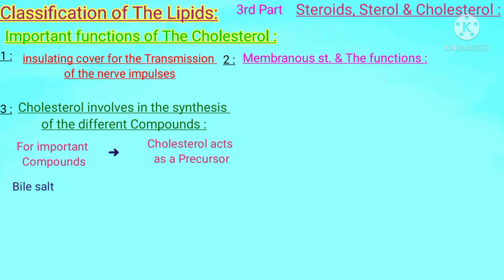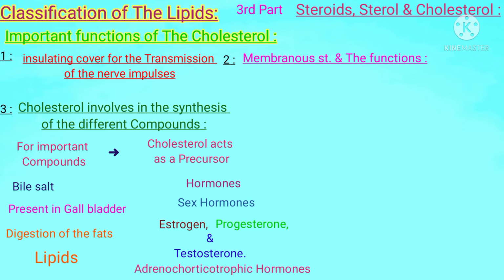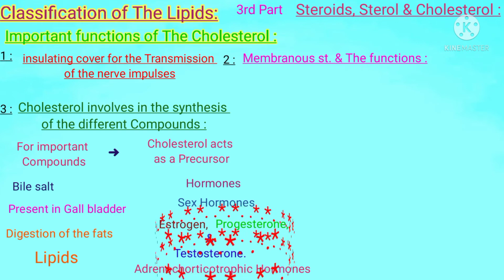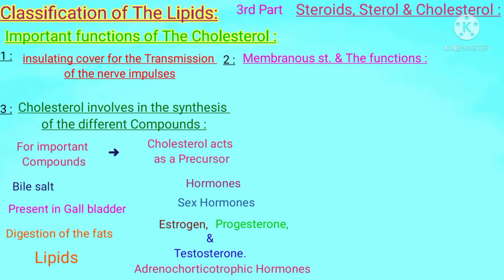The first one is bile salt, which is present in the gallbladder and helps in the digestion of fats and lipids. Secondly, students, it can prepare hormones such as sex hormones like estrogen, progesterone, and testosterone. Next, adrenocorticotropic hormones are also prepared from cholesterol, which are present on top of the kidney. All these hormones are prepared from cholesterol. That's why we can say that the hormones are mostly steroids, belonging to the steroid category of lipids.